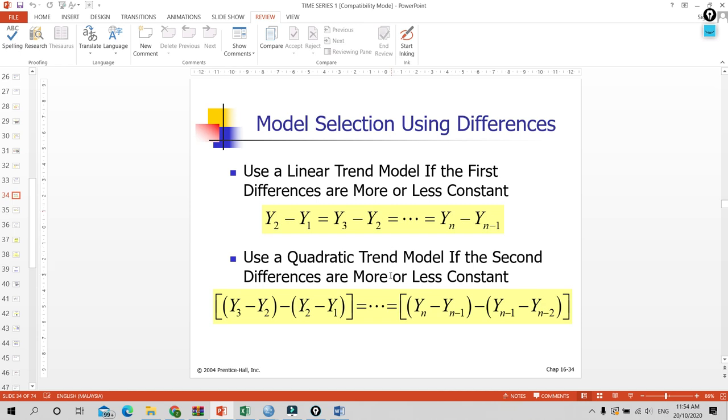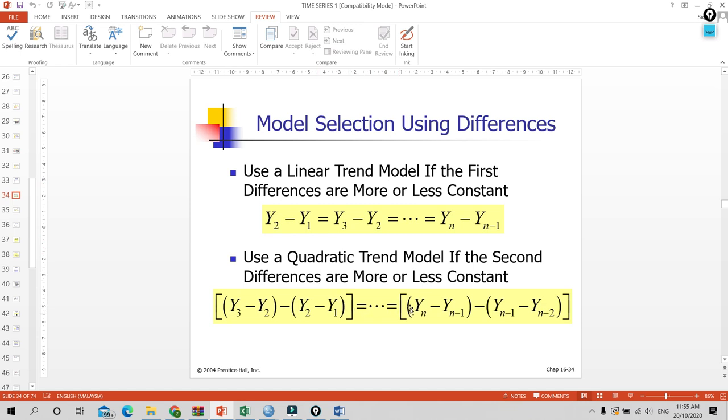Okay, y2 minus y1 is approximately equal, it cannot be exactly equal, to y3 minus y2, and so on and so forth. So we are comparing y2 minus y1 with y3 minus y2 with y4 minus y3, and so on. If the value here is more or less constant, constant meaning they give a similar value, almost the same, then you use the linear trend model.